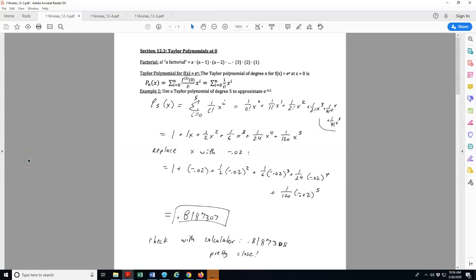Section 12.3, we're going to look at something called a Taylor polynomial. First of all, I'd like to look at a factorial, which looks like an exclamation mark. Basically that means we're going to take that number and multiply everything going down from it. So if I have 4 factorial, that's 4 times 3 times 2 times 1. You can do this on your calculator.